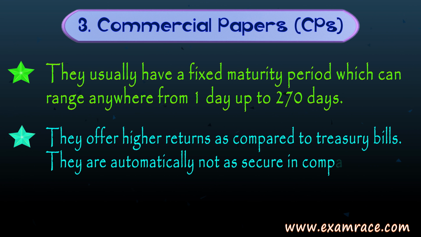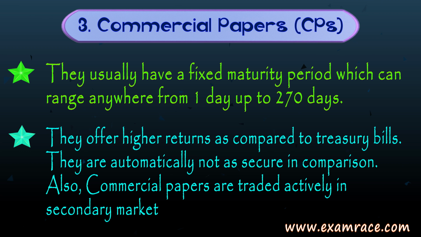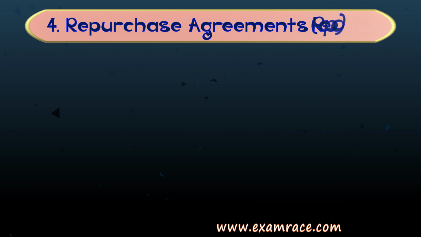The return on commercial papers is high as compared to treasury bills and they are less secure in comparison to these bills. These securities are actively traded in the secondary market, and it is easy to find buyers for a firm with high credit ratings. Commercial paper is not usually backed by any form of collateral, making it a form of unsecured debt. Next is repurchase agreements.